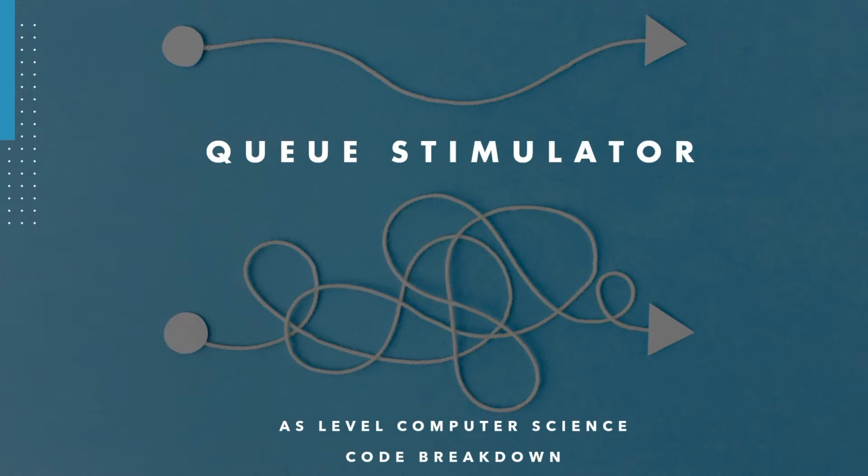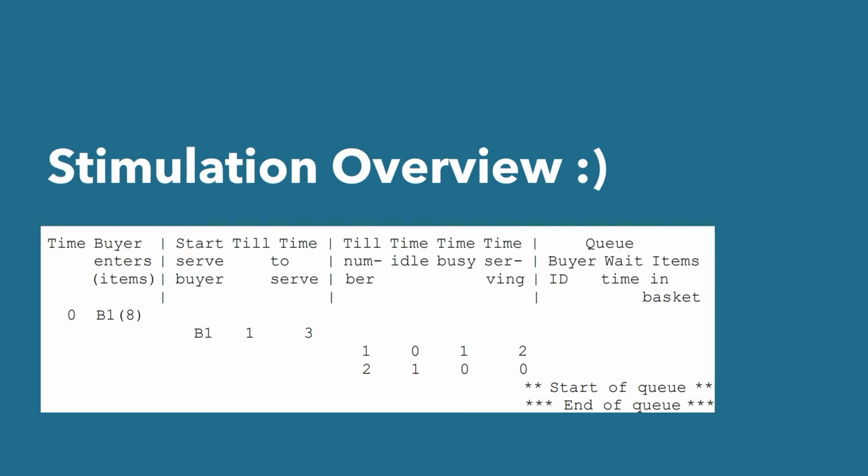Hello, so today we are going to look at the pre-release for AS Computer Science, which is a queue simulator. Just a quick overview of the simulation. The program simulates a queue system in a shop where buyers arrive at the till at irregular time intervals with a varying number of items in their basket.